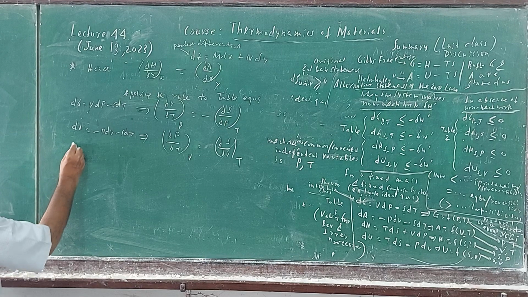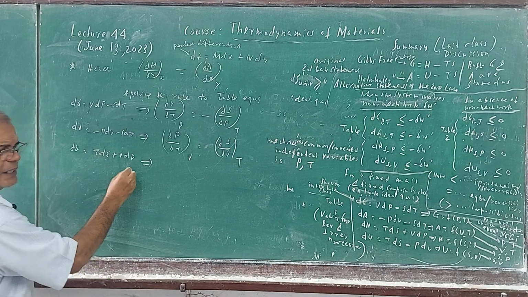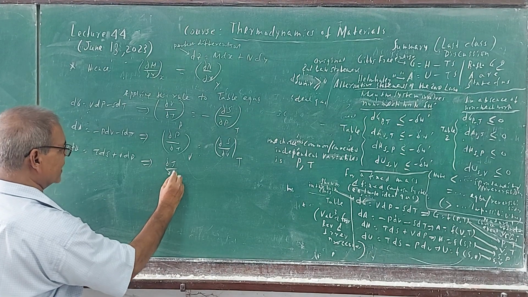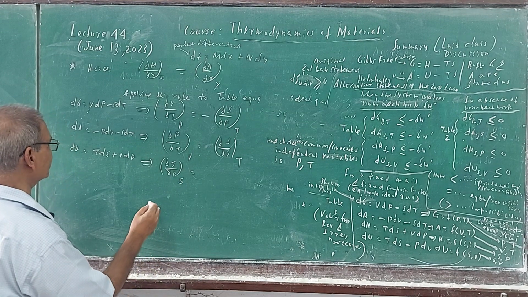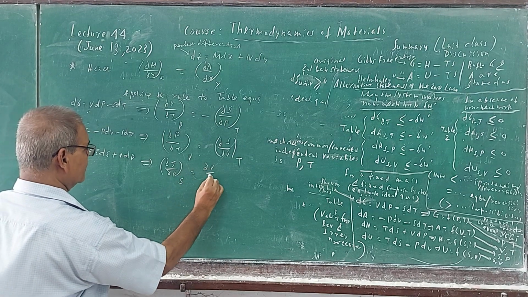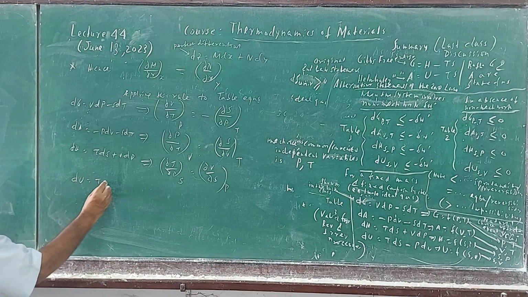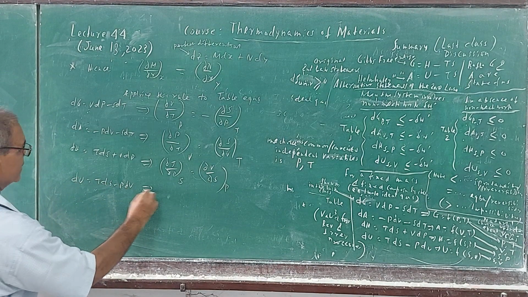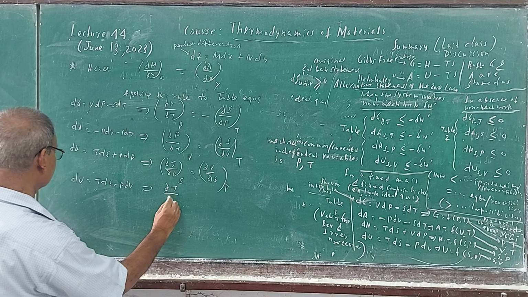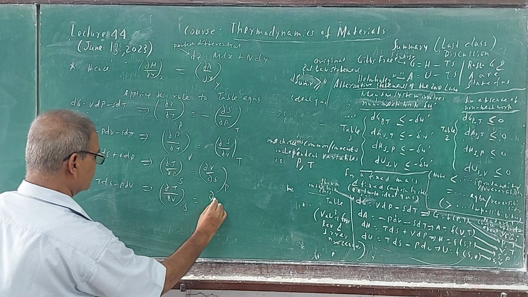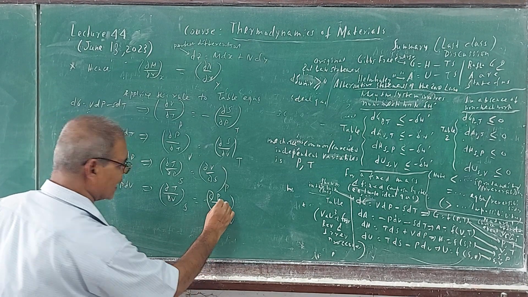Quickly. The next one is dH is TdS plus VdP. What do you get out of this? Del T by del P at constant entropy is del V by del S at constant P. Last, dU is TdS minus PdV. Del T by del V at constant entropy is minus del P by del S at constant volume. I am very sorry that I write fast.